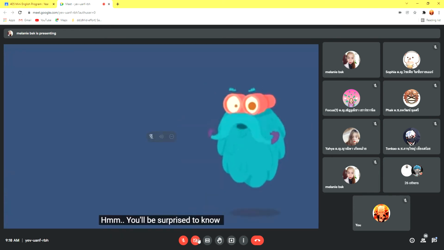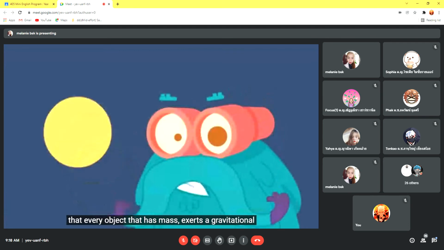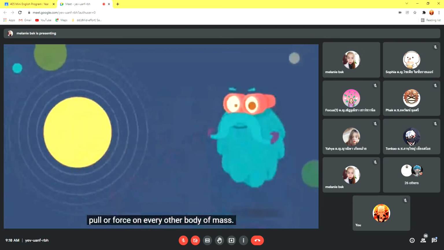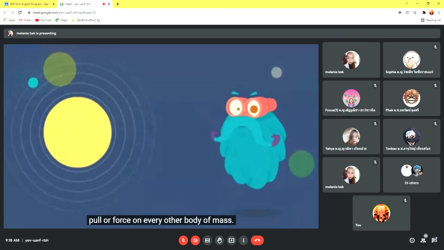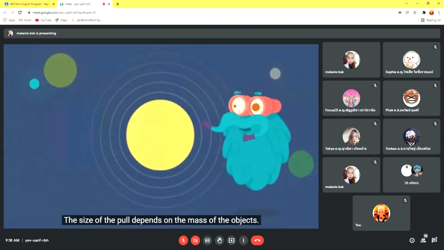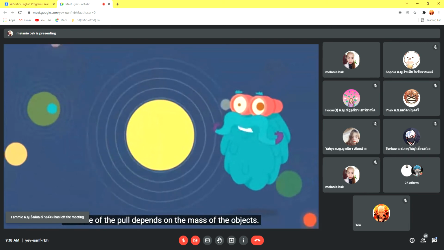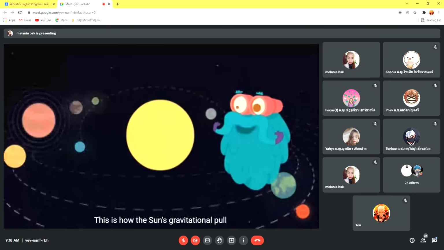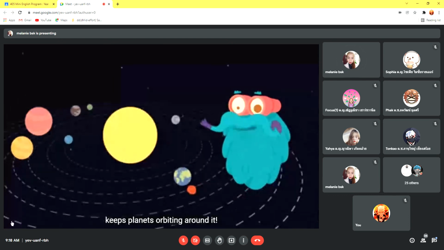You'll be surprised to know that every object that has mass exerts a gravitational pull or force on every other body of mass. The size of the pull depends on the mass of the objects. This is how the sun's gravitational pull keeps planets orbiting.